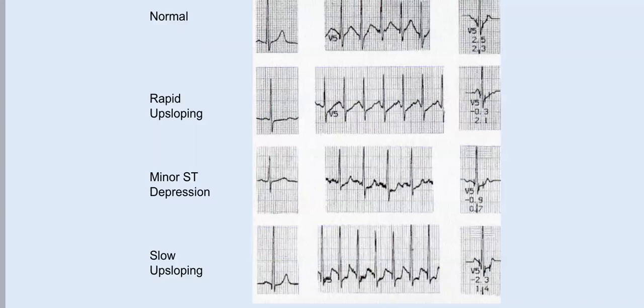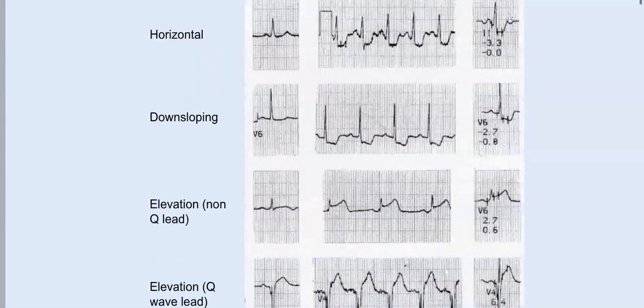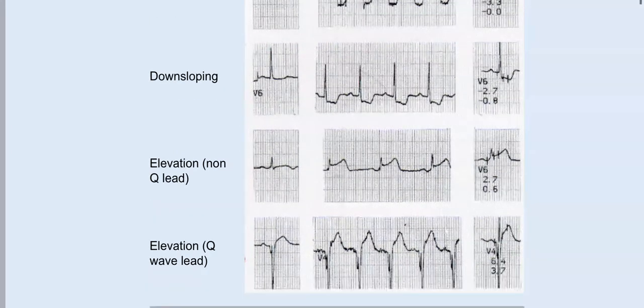Compare these to this. Now we have horizontal ST segment depression, down sloping ST segment depression. These are significant. So if you demonstrate this morphology of ST segment depression during exercise ECG, now we're talking about ischemia. Also, if we demonstrate elevation of the ST segment in non-Q bearing leads, but if we demonstrate ST segment elevation in Q bearing leads, that's not significant.